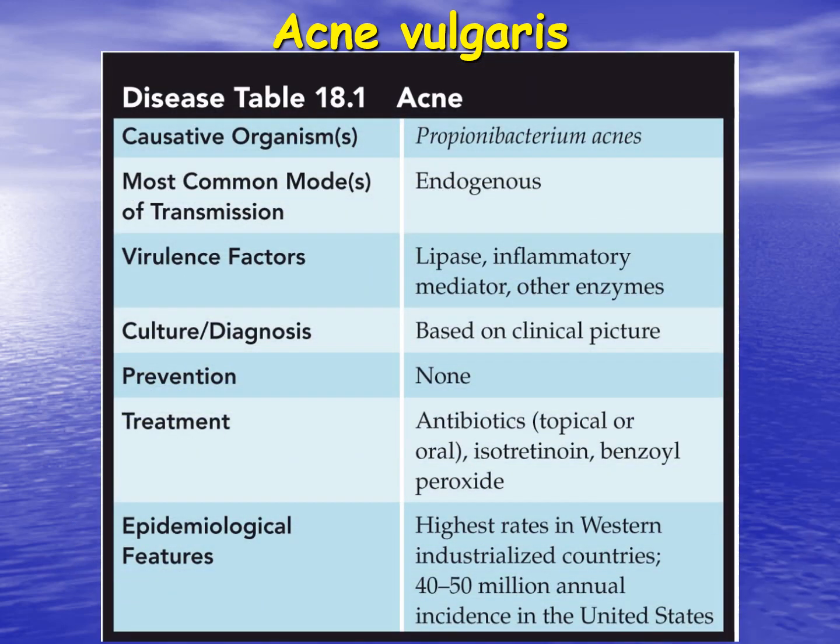The primary causative agent of acne vulgaris is Propionibacterium acnes, and this is found actually on the surface of the skin. The highest rates of acne vulgaris are actually seen in industrialized countries.